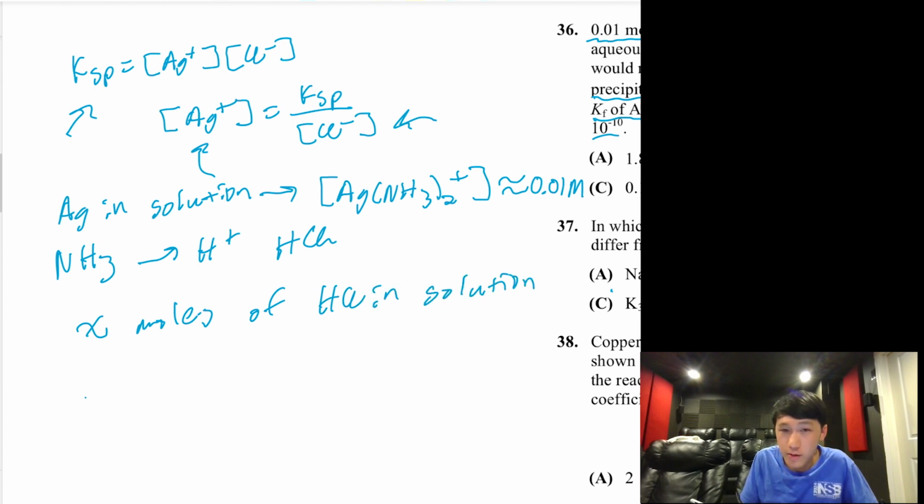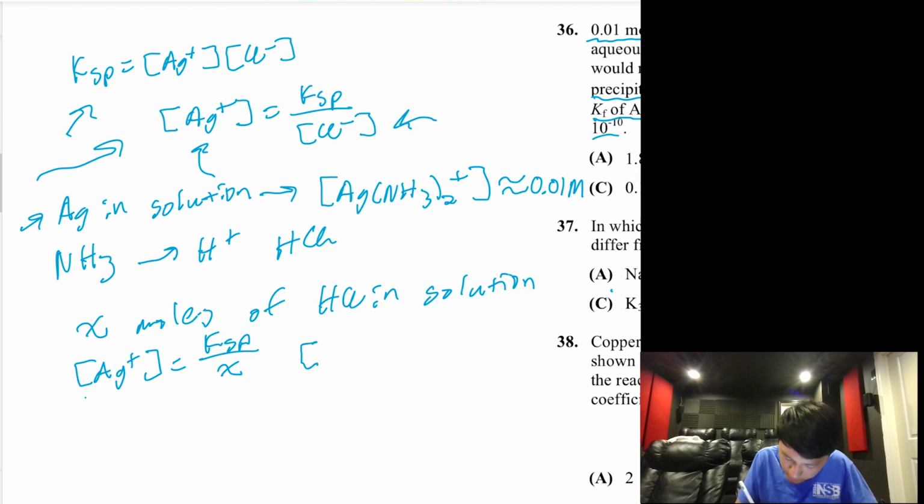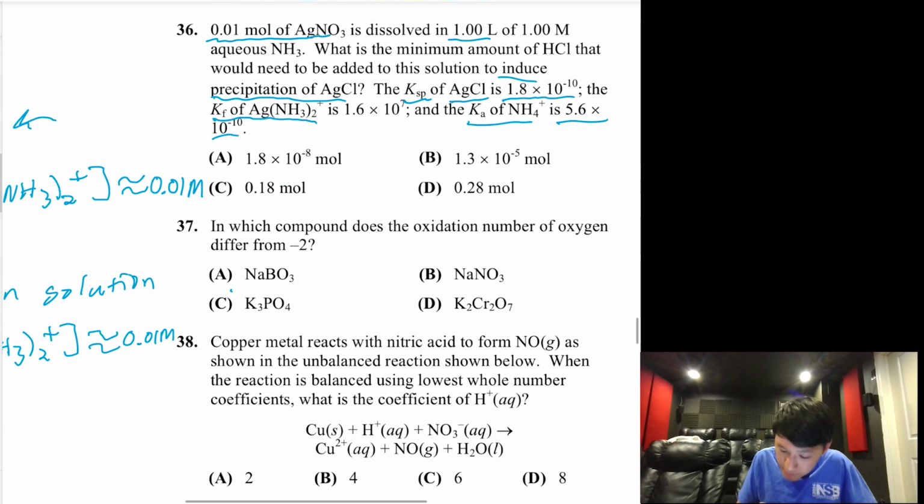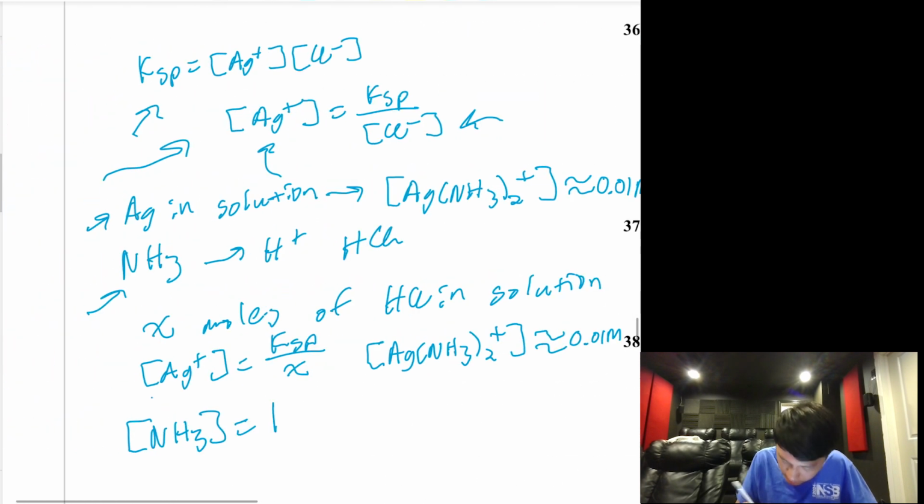we can describe our expressions as follows. From the first equation, we know that silver plus is equal to KSP divided by X, because that's how much chloride we're adding. The second expression stays the same, so AgNH3 2 plus is approximately equal to 0.01 molar. And we know that the concentration of NH3 is equal to whatever its initial was, which was 1 molar, minus X, because for every HCl that's added, we're decreasing the concentration of NH3.